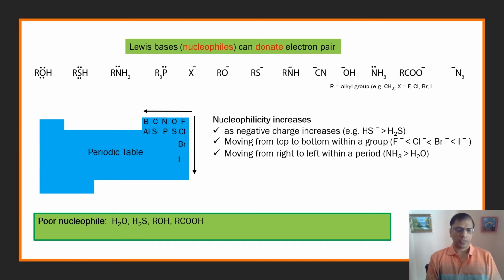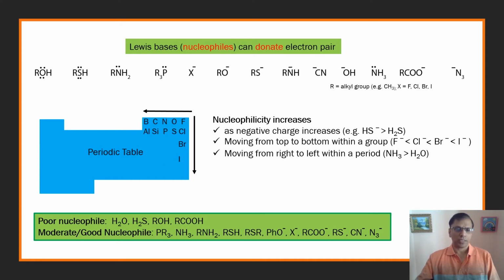So let's list some poor nucleophiles. Water, hydrogen sulfide, alcohols, and carboxylic acids are all poor nucleophiles. These are all neutral molecules. Moderate and good nucleophile examples are phosphines, ammonia, amines, thiols, phenoxide. Ph is the benzene ring. You have the carboxylate anion and the azide and cyanide. These are all moderate to good nucleophiles.